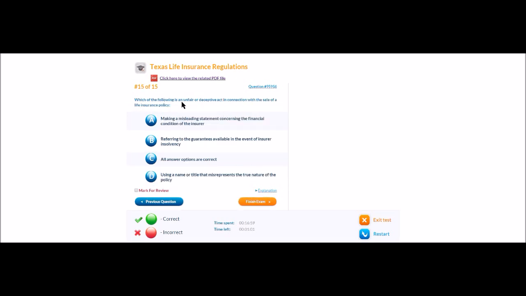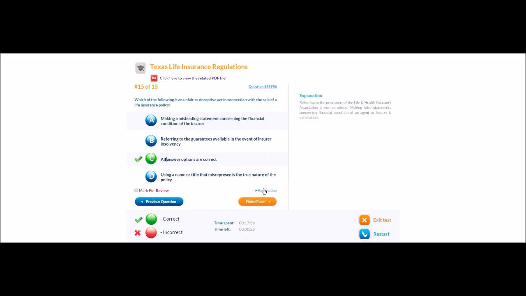Which of the following is an unfair or deceptive act in connection with the sale of a life insurance policy? A. Making a misleading statement concerning the financial condition of the insurer. B. Referring to the guarantees available in the event of insurer insolvency. C. All answer options are correct. D. Using name or title that misrepresent the true nature of the policy. Okay, all option is correct.